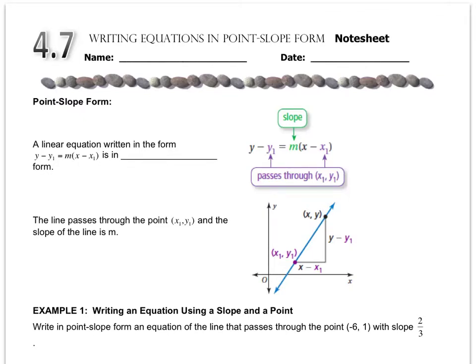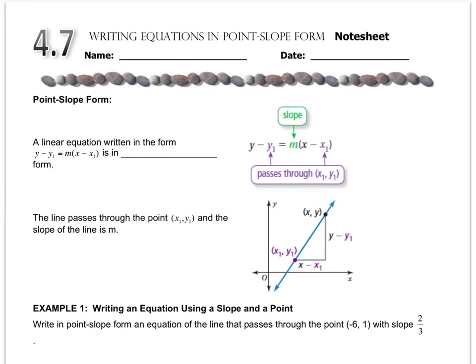There's one other type of equation, and slope-intercept form is probably the major one. But there is another form, and it's called point-slope form. A linear equation is written in this form right here when it's in point-slope form.